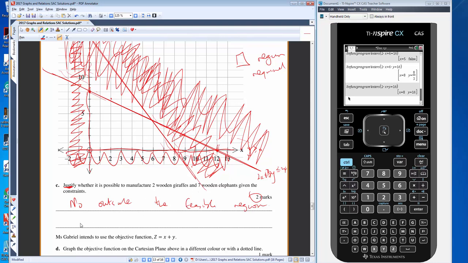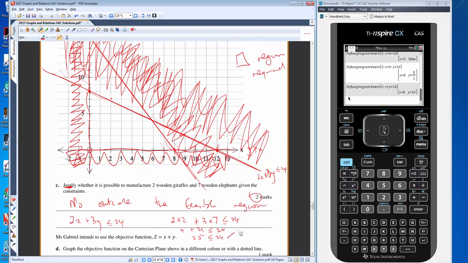Okay, so what you needed to do was sub it into this one here. So this line here, 2x plus 3y less than or equal to 24, you needed to sub it in there. And what we're going to do is put the 2 wooden giraffes and the 7 wooden elephants. So 2 times 2 plus 3 times 7 less than or equal to 24. 4 plus 21 less than or equal to 24. 25 less than or equal to 24.